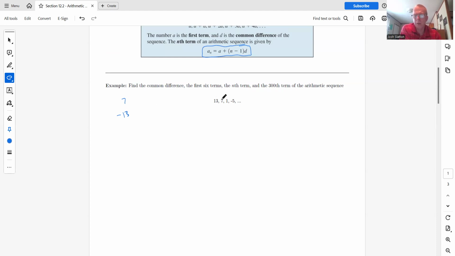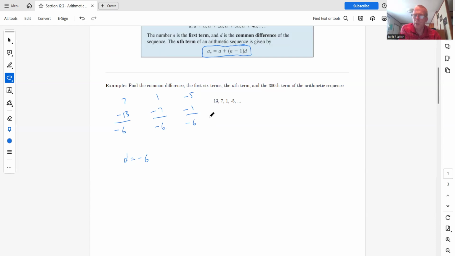So start with 7 minus 13, so -6. Look at the next one, 1 minus 7, we get -6. -5 minus 1, we get -6. So that's a way to tell that this is an arithmetic sequence. If these are different, then it's not an arithmetic sequence. Maybe a different kind of sequence that may not really have a name. So the d is -6.